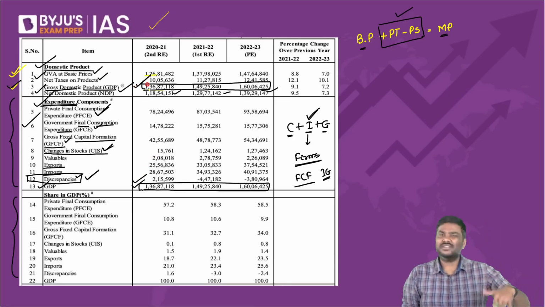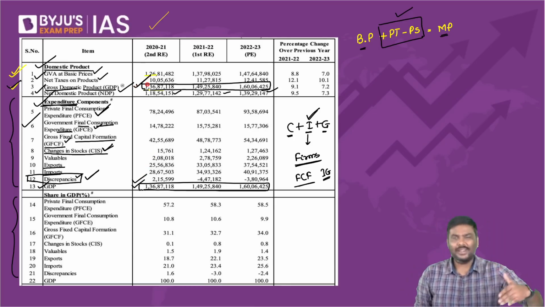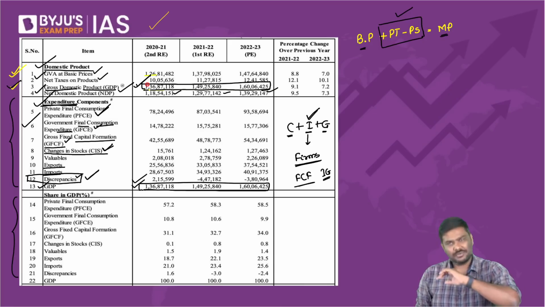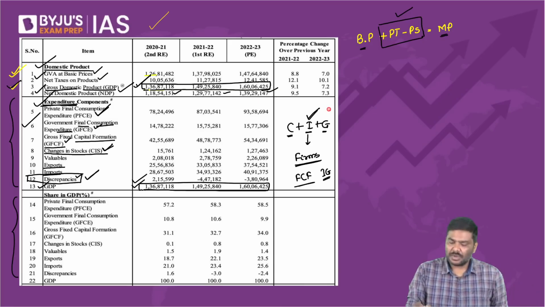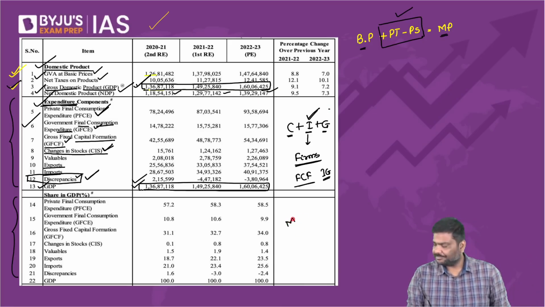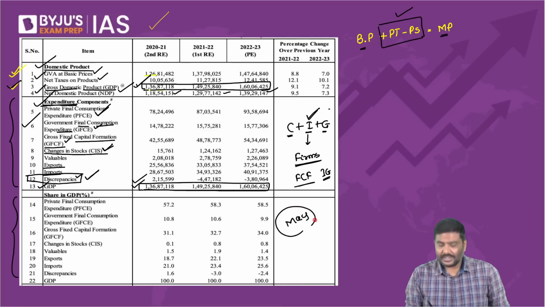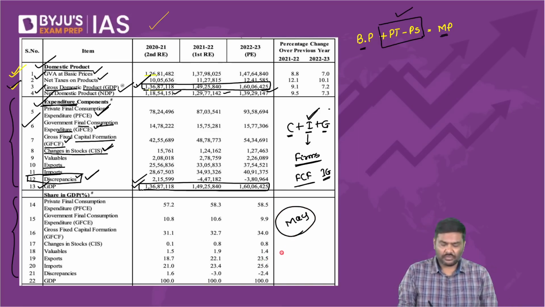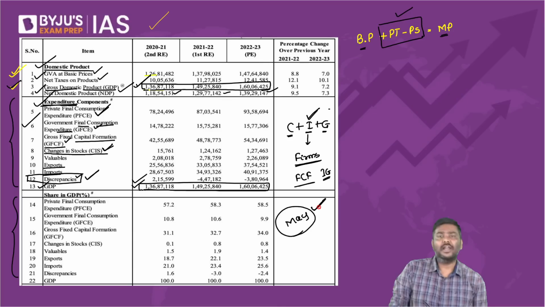Now, please do not waste your time. Do not start reading by-hearting all the numbers in the table. It is absolutely useless. This data was published by the government at the end of May, for the last financial year. It was published at the end of May.